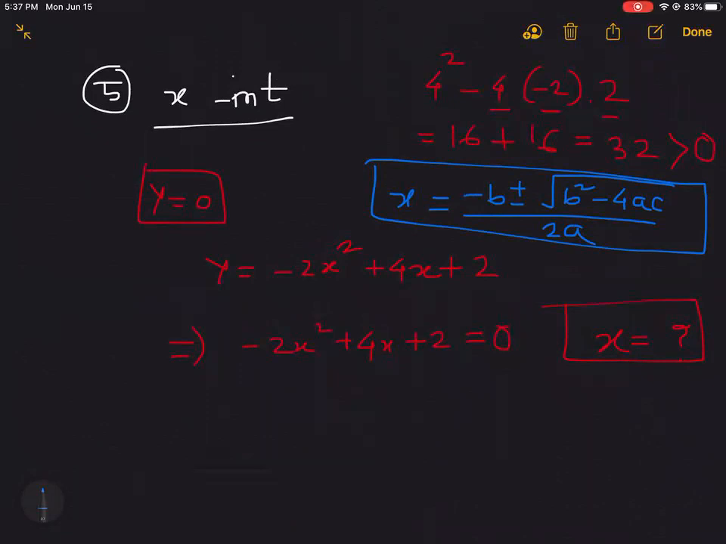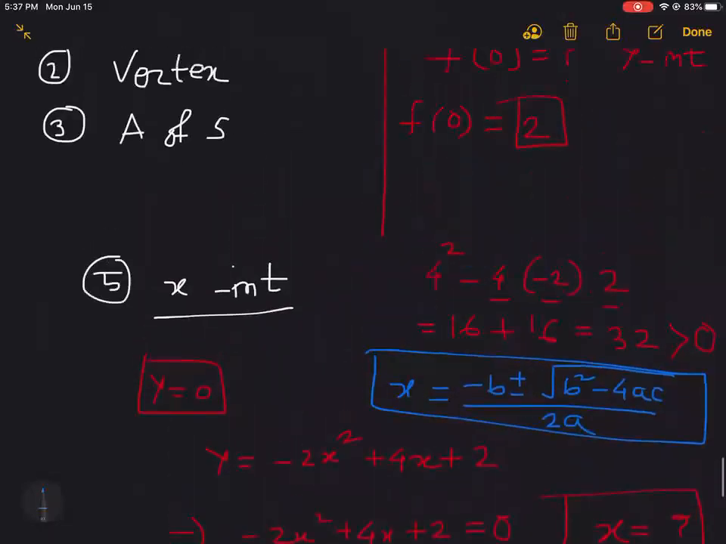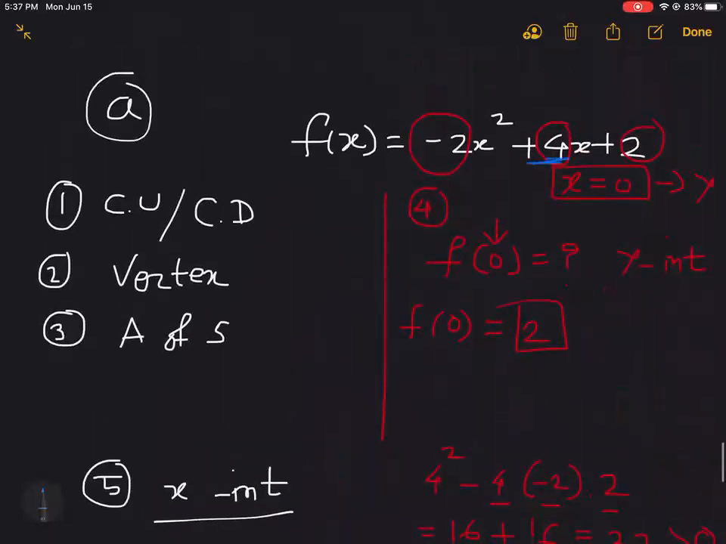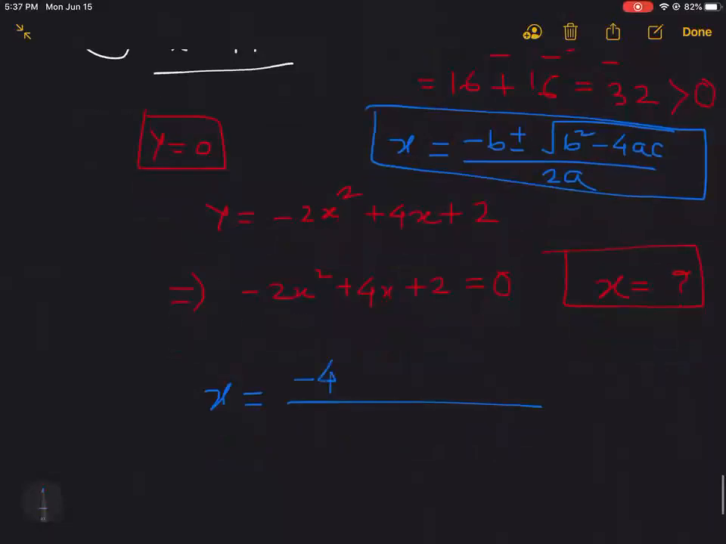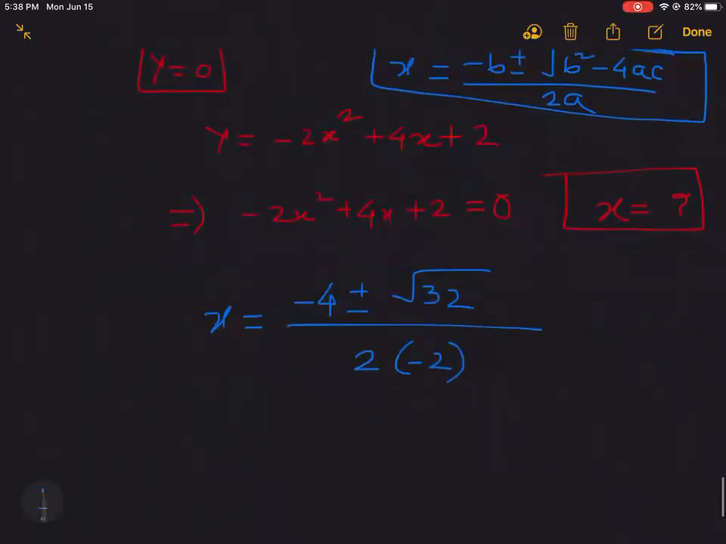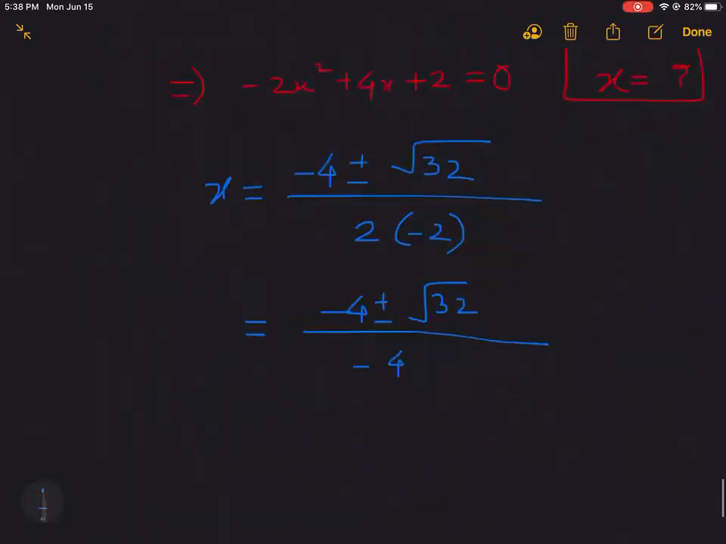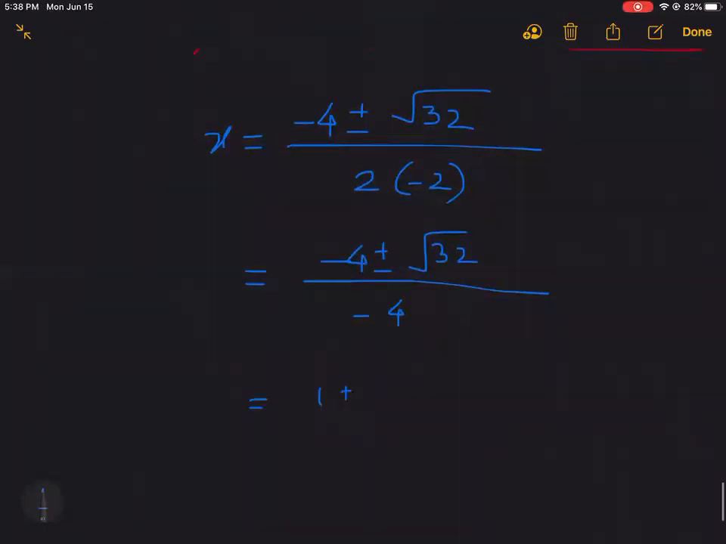Okay, let's do that. So x will be, we know that b is 4, so it will be -4. We know the discriminant is 32, so it will be square root of 32, and 2 times a is -2. Let me just simplify it first. If we simplify it further, we'll get 1 plus or minus square root of 2.